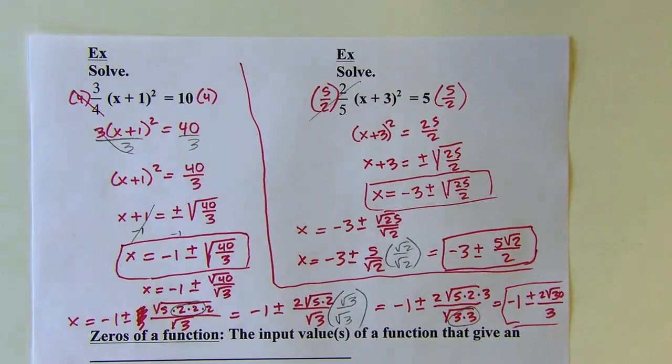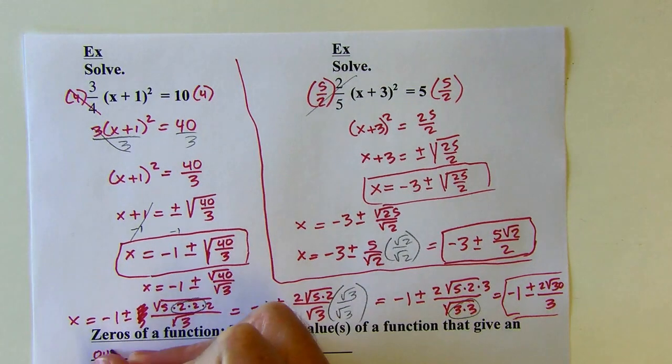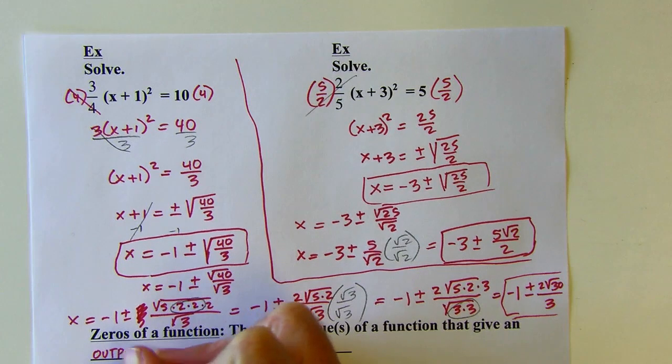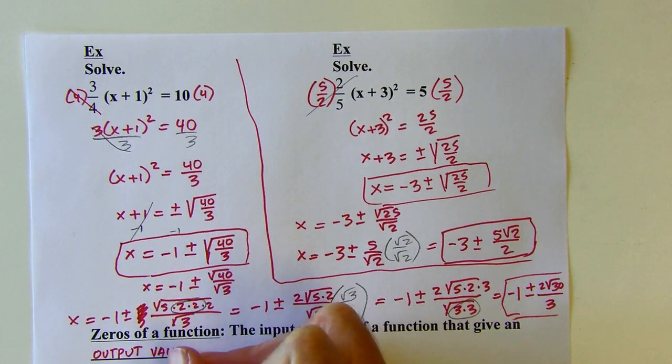All right, next up, the zeros of a function. These are the input values of a function that give an output value of 0.